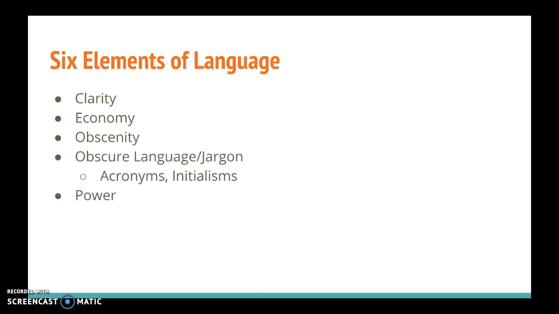Another element of language is the power that's behind language. So power is an individual's ability to influence another person to think or behave in a specific manner that they wouldn't do otherwise. And we, generally speaking, want to avoid the use of powerless language in public speaking because, especially if we are persuasively speaking, we want power in our language, right? We want our audience to do something that they wouldn't have otherwise done.